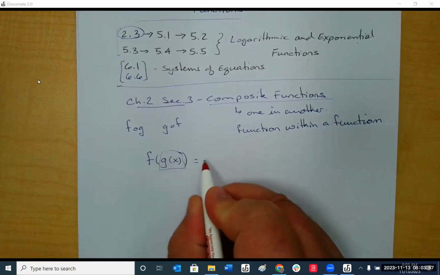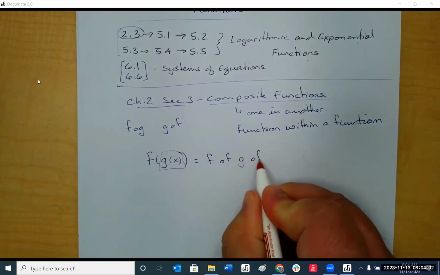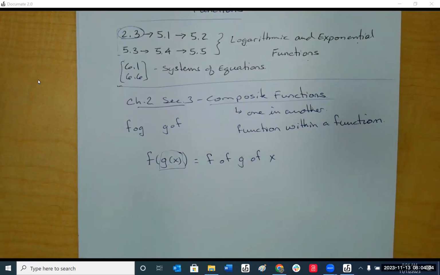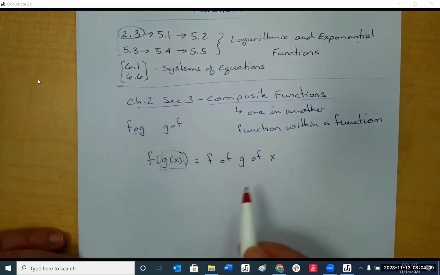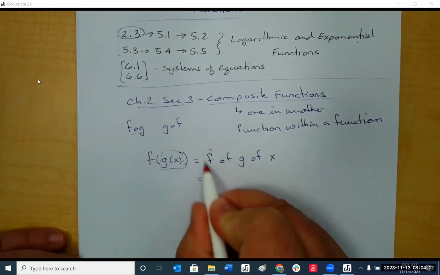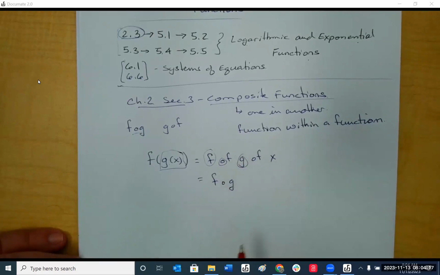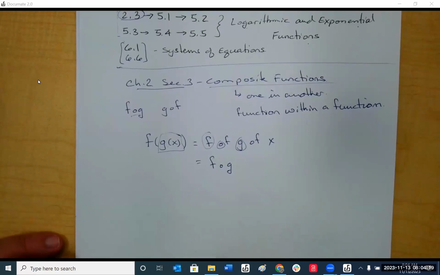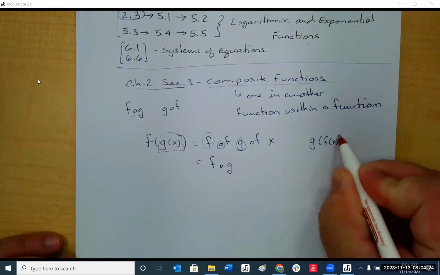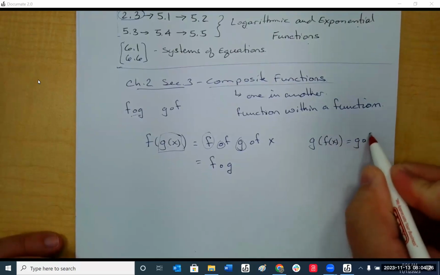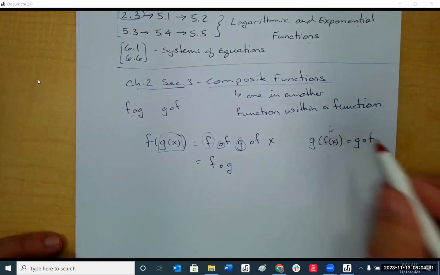This is f. The way you read this is f of g of x, which is now, see why they call it Fogg. It's f of g. That's what they call Fogg. And likewise, this is g of f, because it's the function g with respect to the function f.